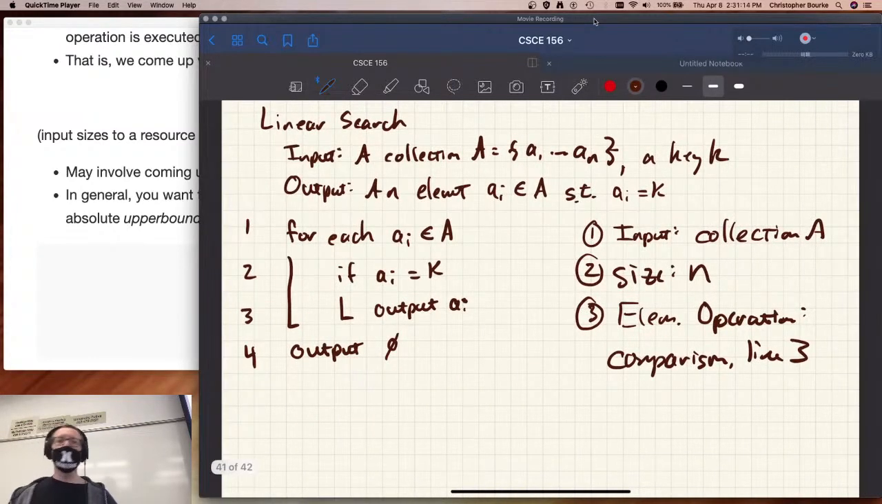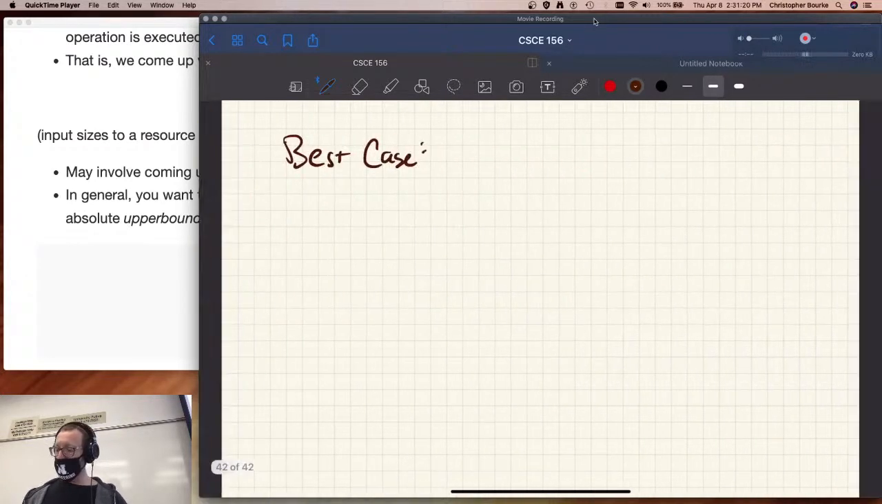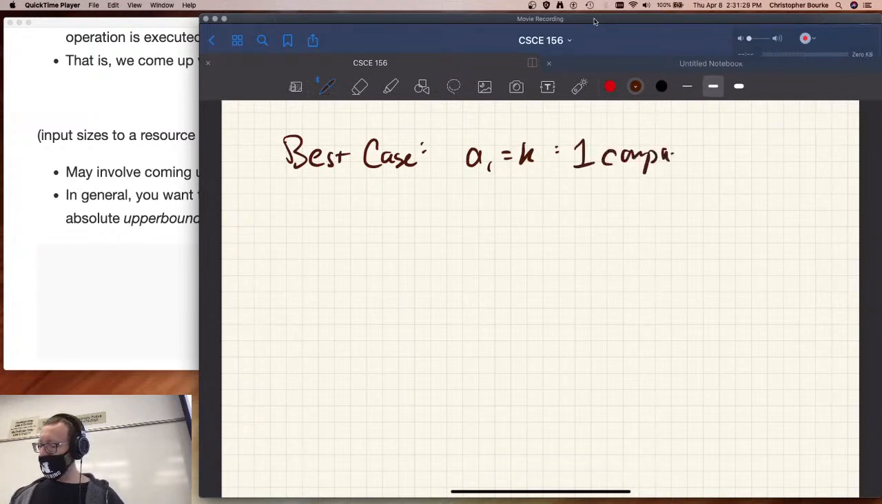When is this going to be super, super quick? You stop and you find it at 1, right? A1 is equal to K. In which case, how many comparisons did you make to find that out? 1 comparison. Can you be so naive and optimistic that it's always going to be that way? Probably not.